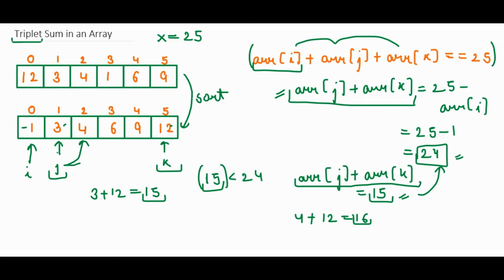Again what we will do, we will increase our j and it will point to 6. Now our array of j plus array of k will become 6 plus 12, which is equal to 18. It is still less than 24, right? So again we will increase our j. It is equal to 9. So our array of j is 9 and our array of k is 12. It will become 12 plus 9, 21, right? It is also less than 24.